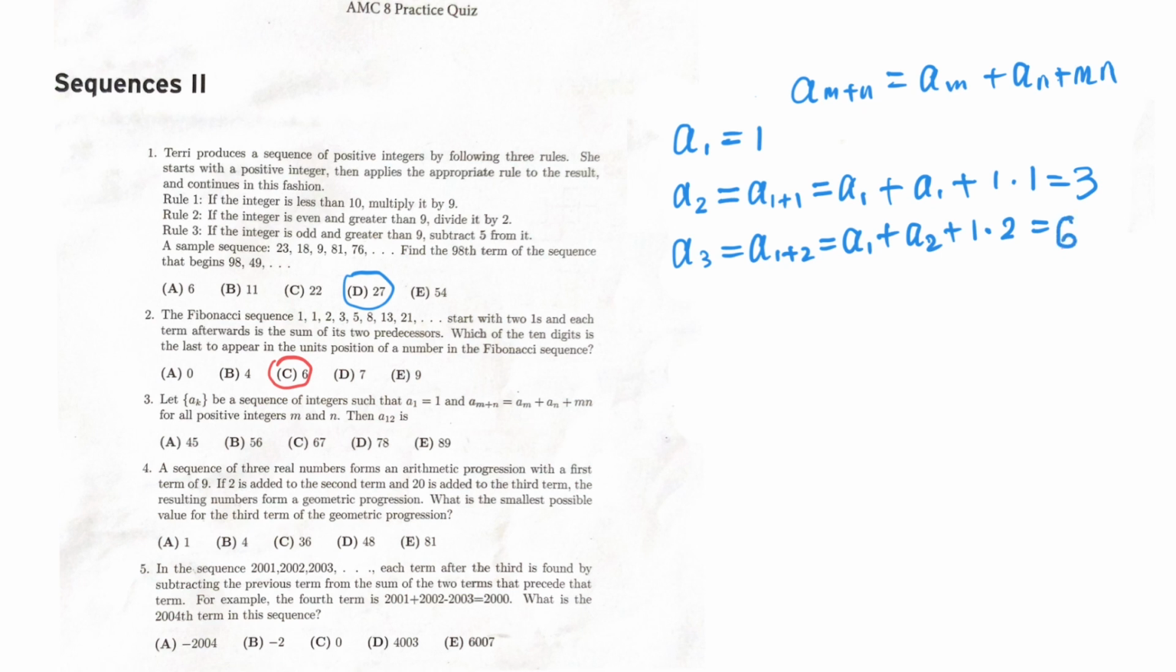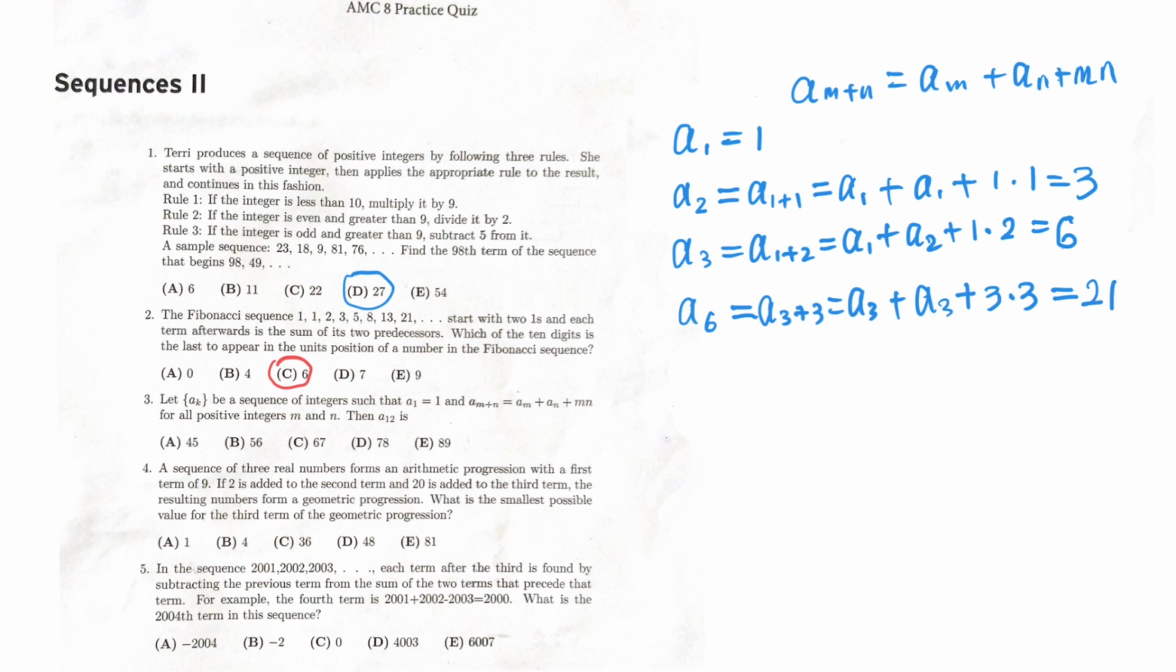Now next one, we have a_3. Now we can do a_6. a_6 equals a_(3+3), which equals a_3 plus a_3 plus 3 times 3, that's m times n. They equal to 21.